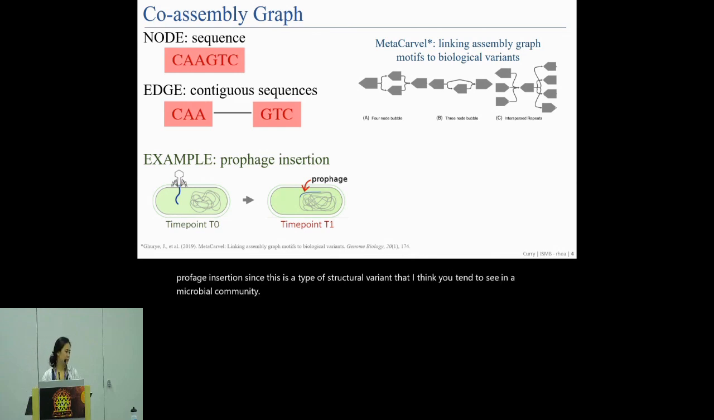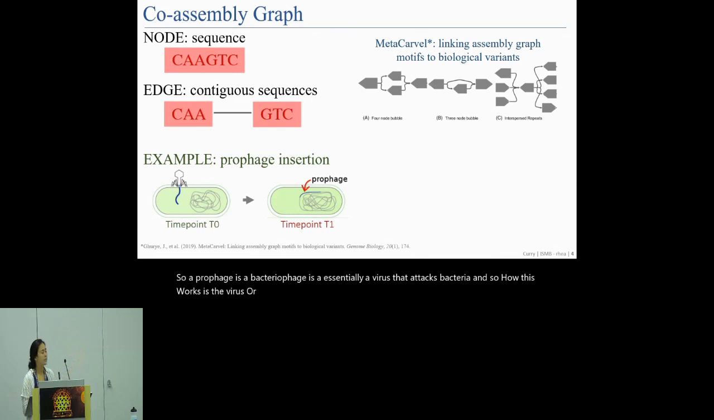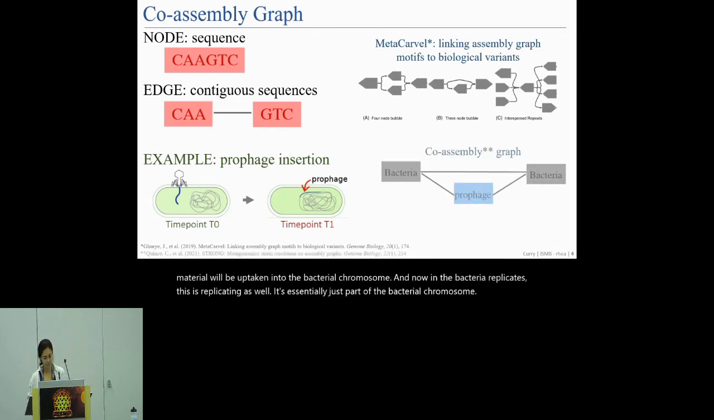So a prophage, or a bacteriophage, is essentially a virus that attacks bacteria. How this works is the virus, or the phage, will attack the bacteria and insert genetic material into the bacterial cell. If it goes as the bacteriophage plans, this genetic material will be taken up into the bacterial chromosome. And now when the bacteria replicates, this is replicating as well. It's essentially just part of the bacterial chromosome.